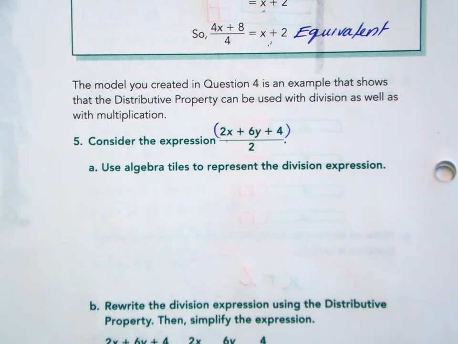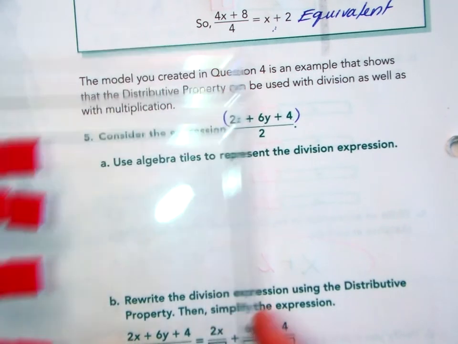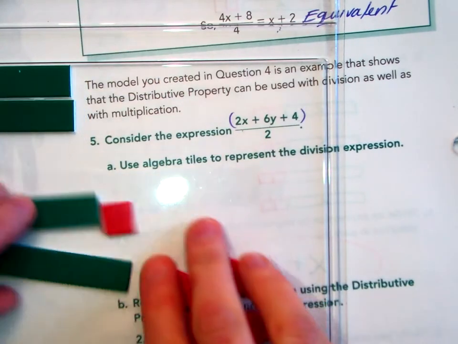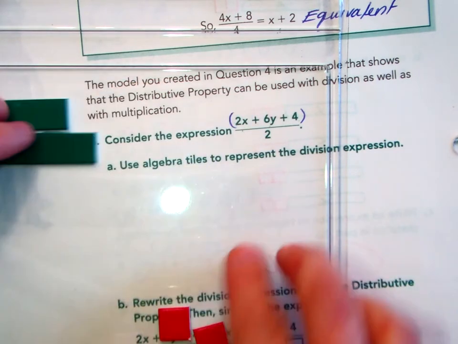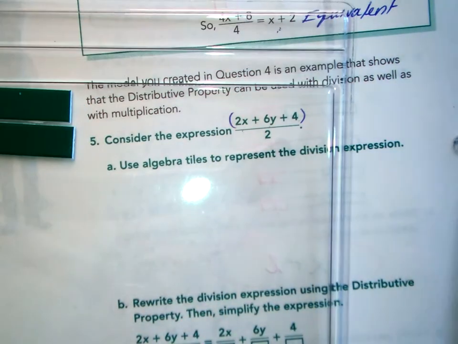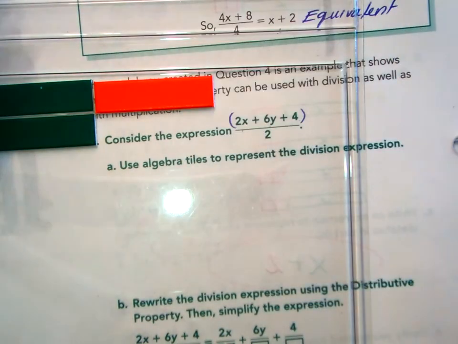Let's see, we need 2x's, 6y's, 2x's, 6y's. I've not tried this before. Plus 4.